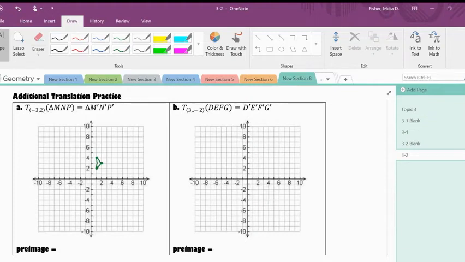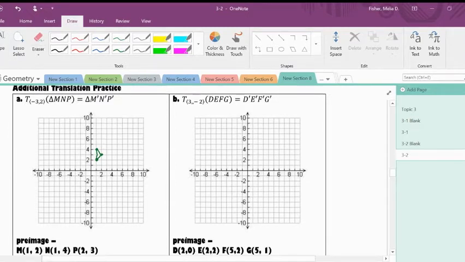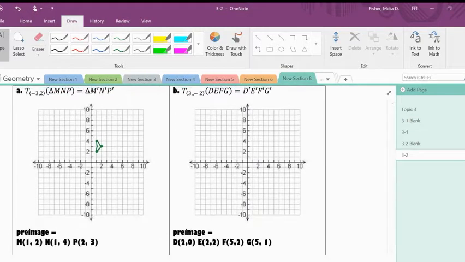If you chose to do the additional translation practice, good for you. I'm going to go over that before we jump into example 2. I've gone ahead and graphed this pre-image right here, and we know that our translation is going to be going left 3 and up 2.